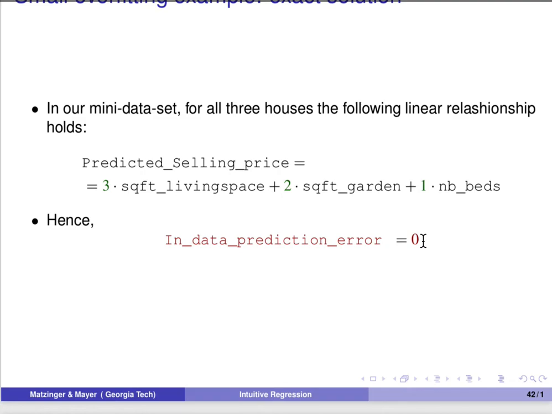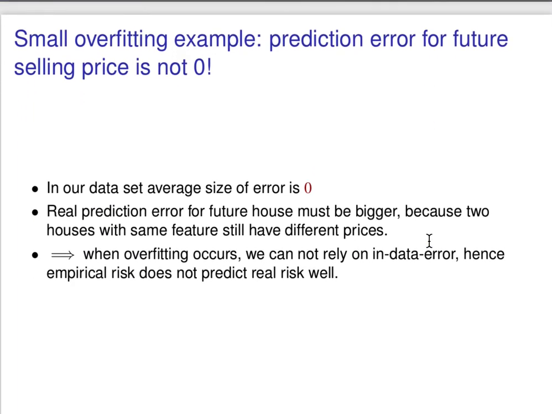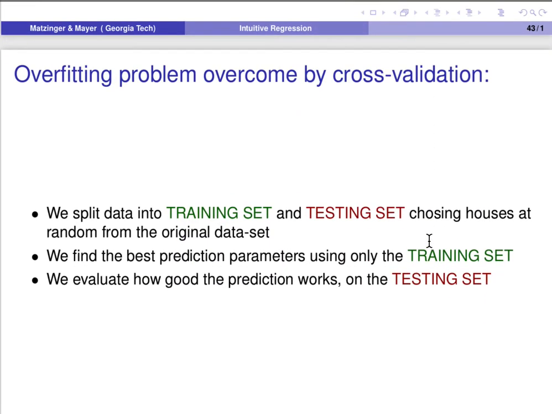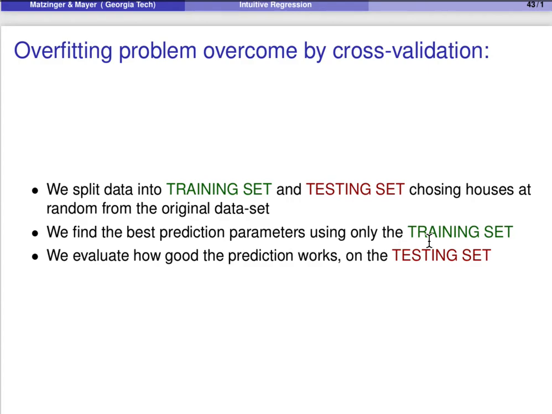houses. And that's the only problem, because as long as the prediction error in the data set for a rule is similar to the one for predicting new houses, we are in business. Then we can choose the rule which works best. But when something, just because we looked for too many rules, works too well, then yeah. So, small overfitting example, prediction error for future selling price is not 0, never. And so this is an overfitting. We can do cross-validation, that's simple. We split at random the houses in a training set and a testing set.